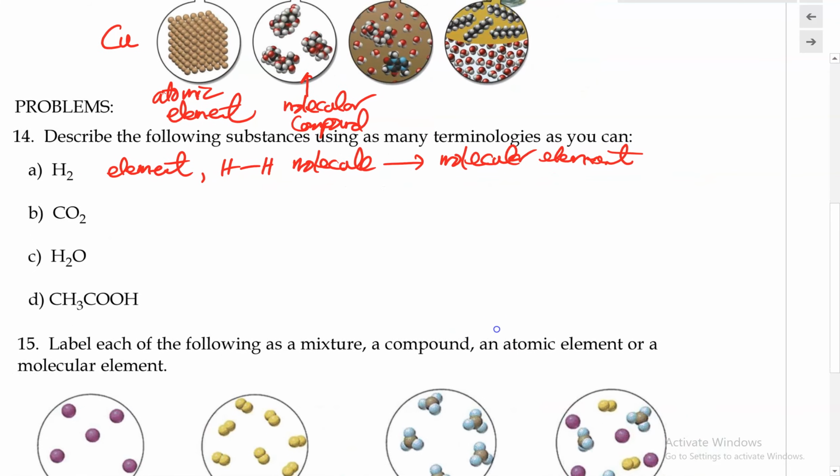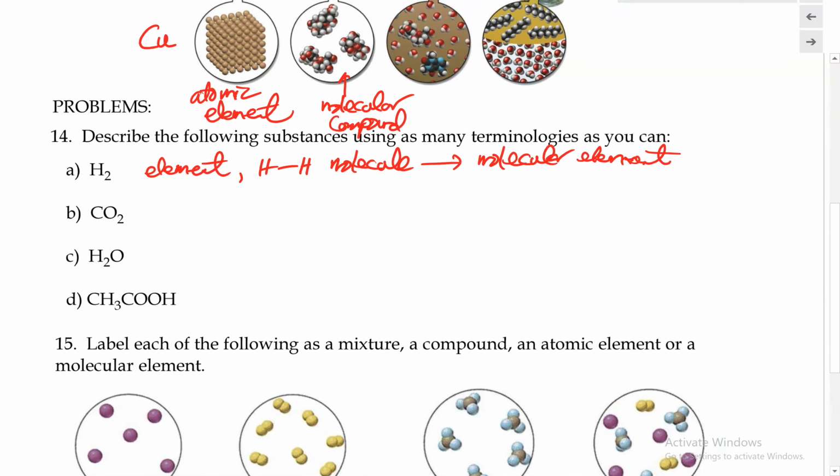And we can also use the word diatomic element or diatomic molecule as well, because it consists of 2 atoms bonded together in a chemical formula.